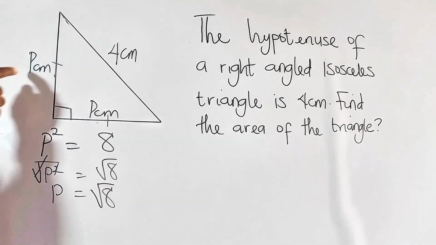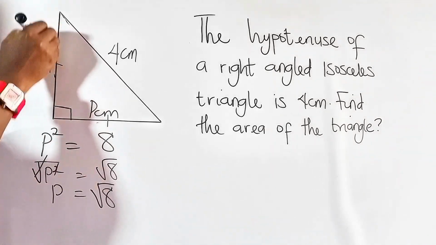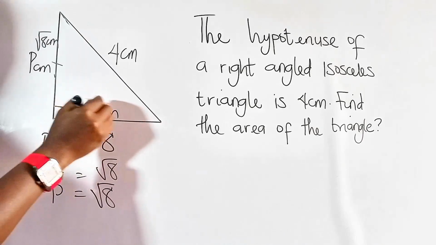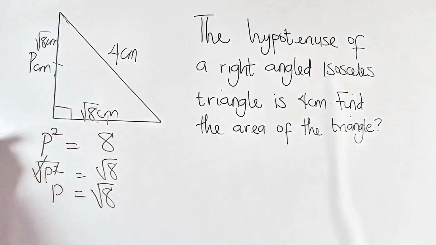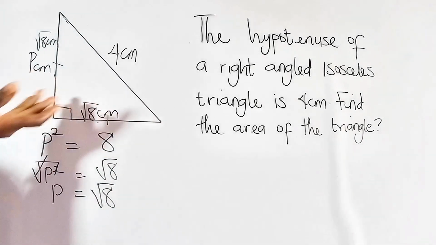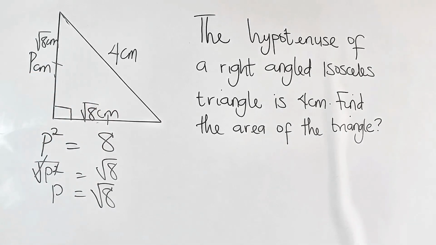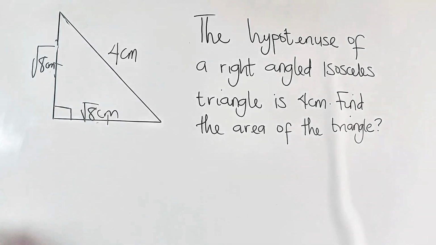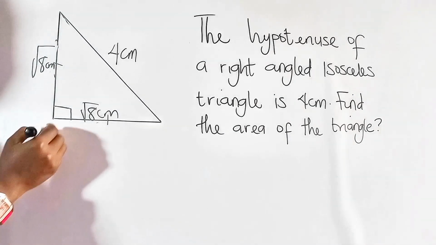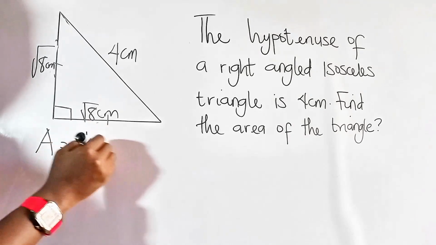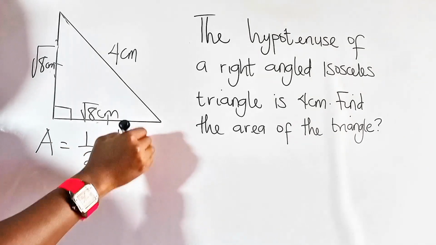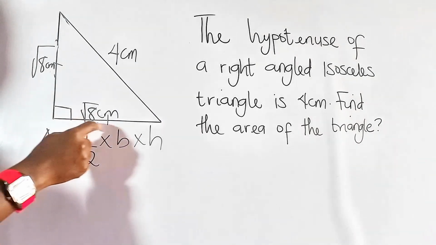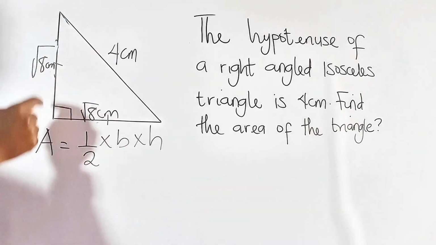Okay, so now these two lengths equal root 8 cm, and this length too equals root 8 cm. Now it's very easy for us to find the area of this right triangle. So now that we have all sides, the formula I'm going to use to find the area says the area of a triangle is half its base times height. Okay, so the base of this triangle is root 8, and the height here, which is perpendicular to the base, is root 8 centimeter.